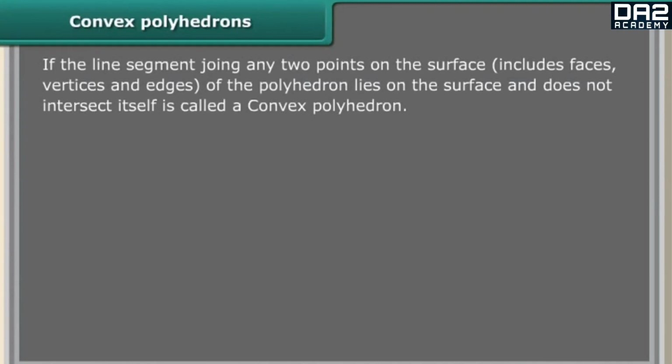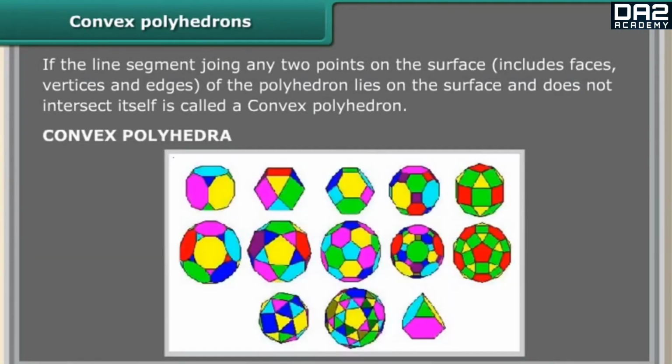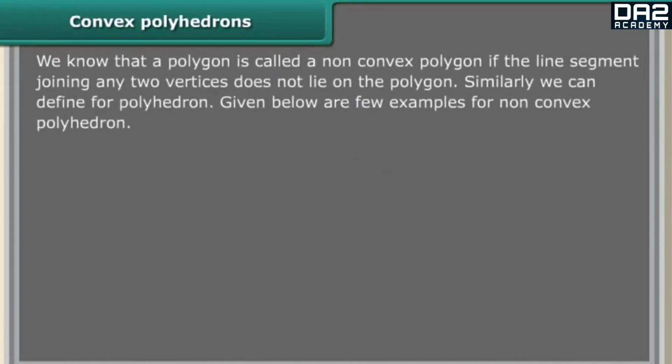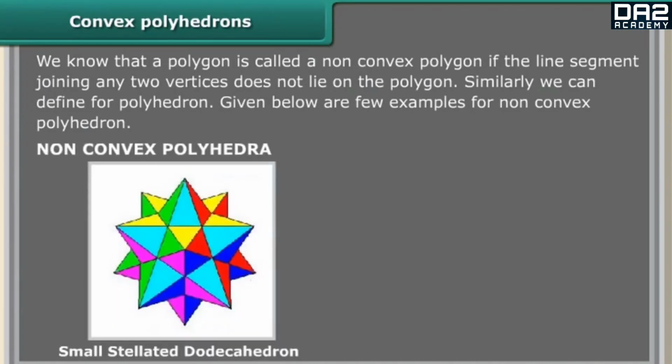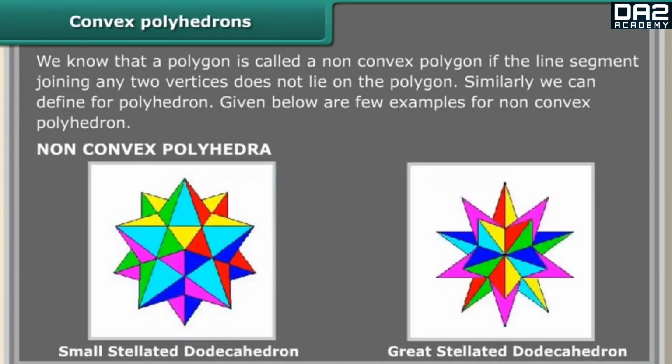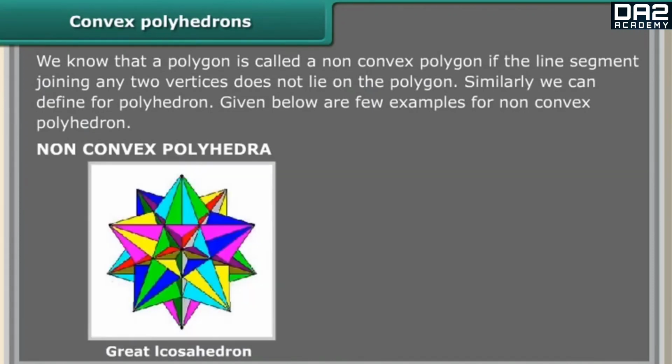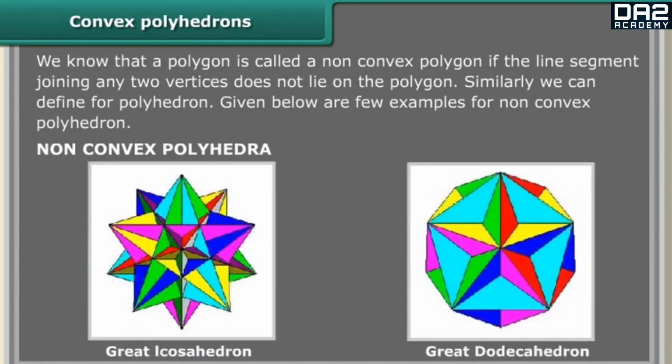Convex polyhedrons: if the line segment joining any two points on the surface, including faces, vertices and edges of the polyhedron, lies on the surface and does not intersect itself, it is called a convex polyhedron. We know that a polygon is called a non-convex polygon if the line segment joining any two vertices does not lie on the polygon. Similarly, we can define a non-convex polyhedron. Given below are a few examples: small stellated dodecahedron, great stellated dodecahedron, great icosahedron, great dodecahedron.